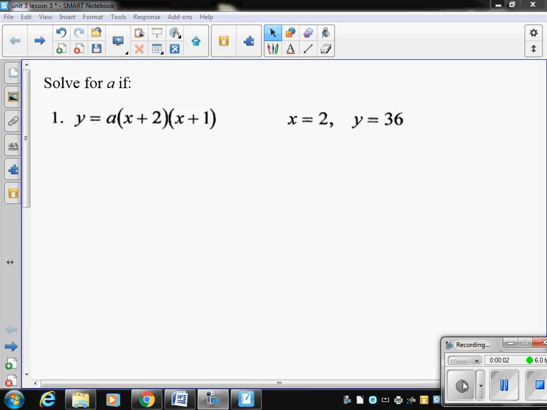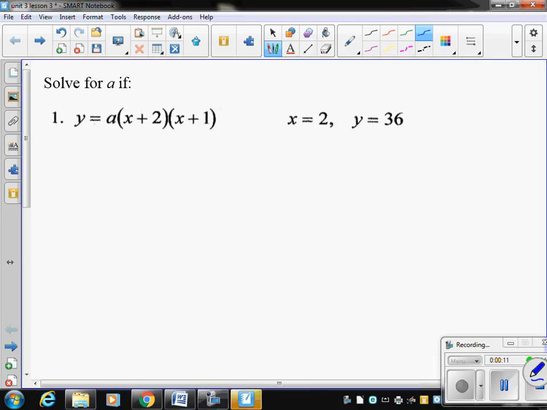3M, Unit 3, Lesson 3, a little bit more algebra to just help us with some graphing things. So the first question says, solve for A if you know some information. And A is how steep or how wide a parabola can appear.